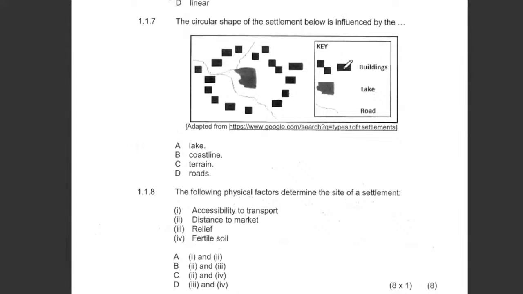The key is indicating that these are buildings here. This is a lake, it's a road. Okay. So if these settlements are in this circular shape, which ones? What influences the circular shape is a lake. Do you have a lake here? Yes. Go to 1.18. The following physical factors determine the site.